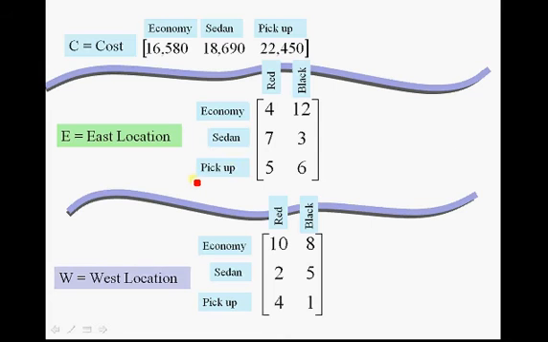Okay, here are the matrices, and you can see the cost matrix is really a vector. It's the cost of an economy car, $16,580, the cost of a sedan, and the cost of a pickup, $22,450. The east location is broken down into red vehicles and black vehicles: 4 red economies, 6 black pickups. The west location is broken up in a similar way, and you can see there are 5 black sedans.